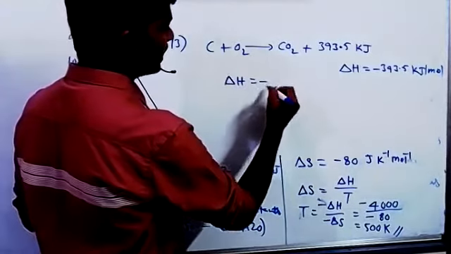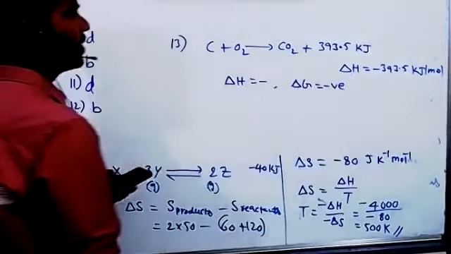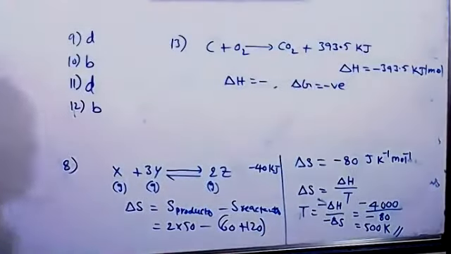And is a combustion reaction always delta G also negative? It is a spontaneous process, combustion. What about delta S? Entropy is increased. Yeah, carbon is gas, initial oxygen also gas.